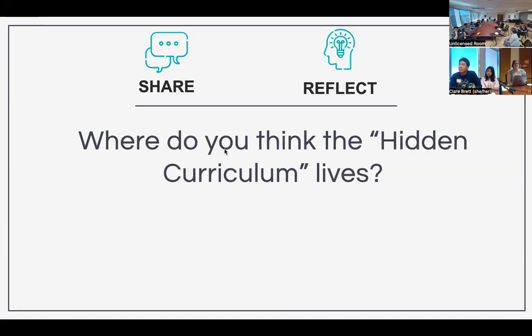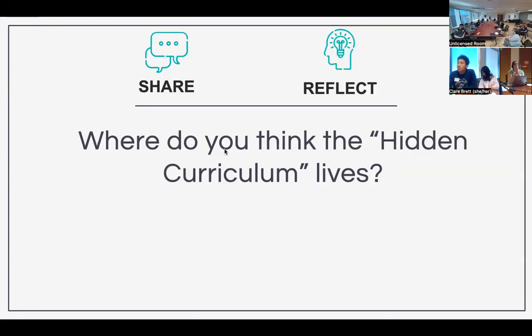May I add something else? Yeah, go ahead. I think the type of assessment, and what is being assessed, can also reflect the hidden curriculum.